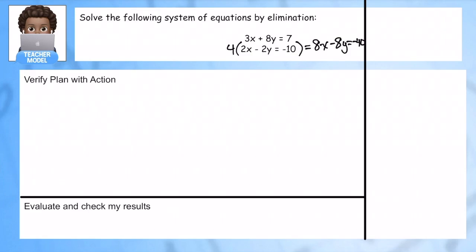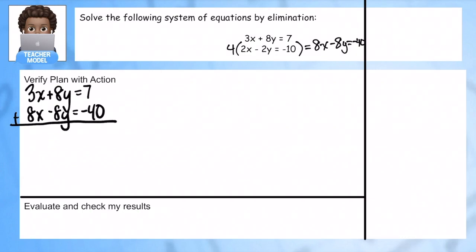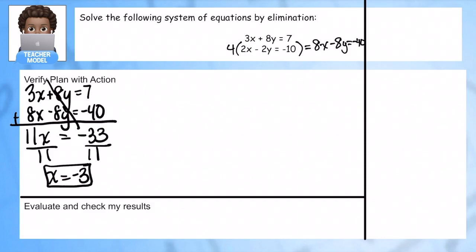So now let me put my two equations side by side. I want to give myself plenty of space. And I'm going to add both together. And I get 11x. This is a 0, is equal to negative 33. And I'm just going to isolate for x. X is equal to negative 3. So I have the first half of the solution.